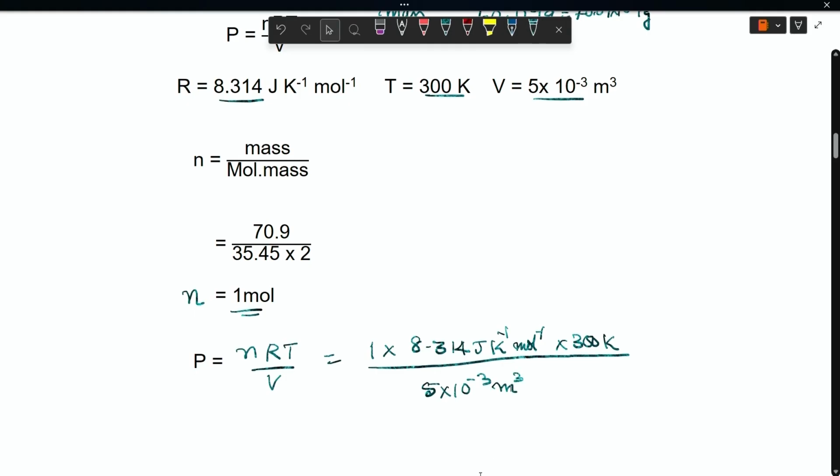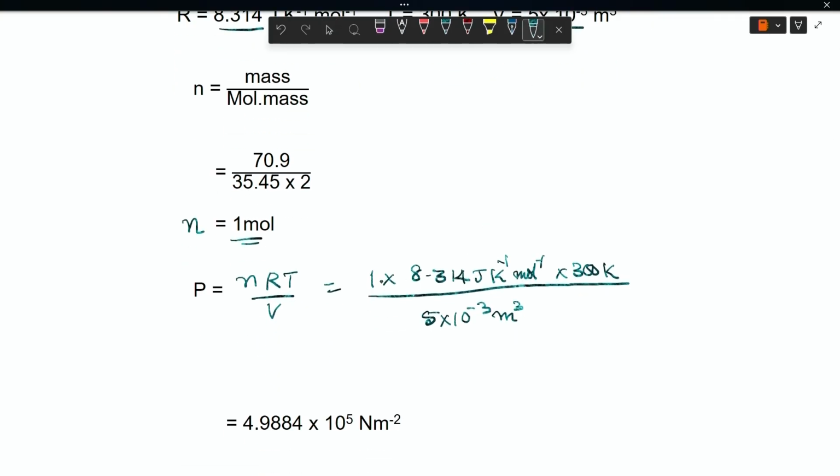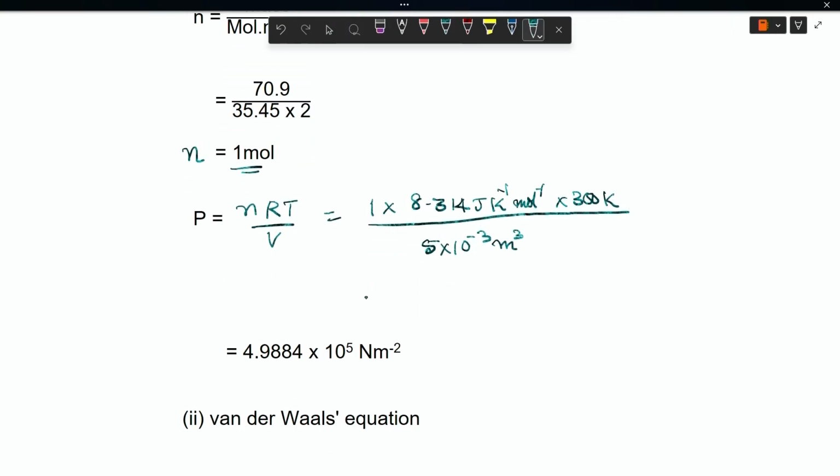Okay. So, everything is there. You are supposed to find out the pressure. That is, I will substitute all these values and solve for it, and you will get the answer as 4.9884 × 10^5 newtons per meter square. That is, converting the joule factor, you get newtons per meter square as the unit. Again, that is in SI units.